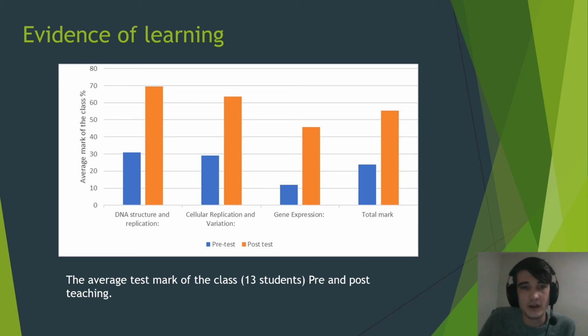So, evidence of learning. Here are the results from how my class did on the pre-test and the post-test. You can see there in blue, it's the pre-test. The average mark at the pre-test was about 22%. So students only got about 22% on the entire exam before they started. And by the end of the post-test, that mark had improved to about 57%. So it had doubled, which was great. I was very happy with that response, and so was my supervising teacher.